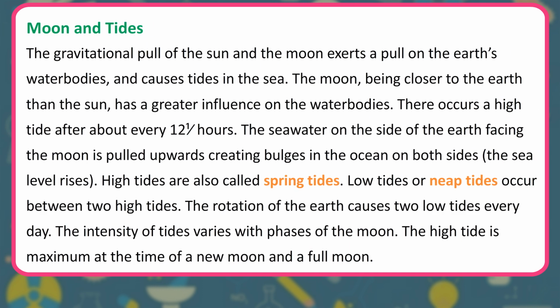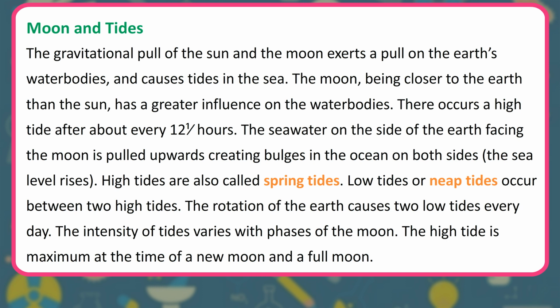Moon and tides. The gravitational pull of the sun and the moon exerts a pull on the Earth's water bodies, and causes tides in the sea. The moon, being closer to the Earth than the sun, has a greater influence on the water bodies. The seawater on the side of the Earth facing the moon is pulled upwards, creating bulges in the ocean on both sides.